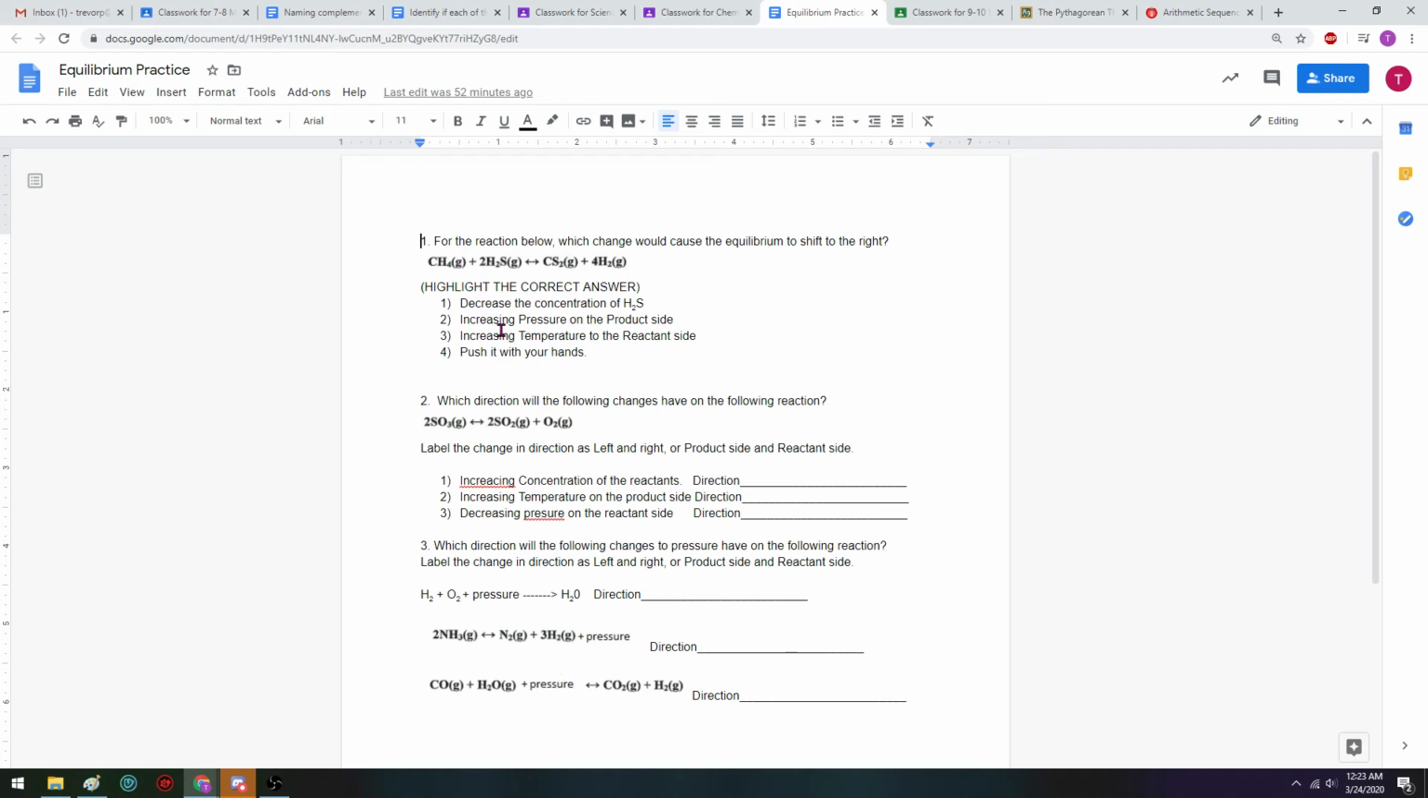If we increase the temperature to the reactant side, if we add temperature on this side, we know that it's going to increase so that it pushes to the other side. So we're starting off on the left side, it's going to want to push to the right. So we know that this answer is our correct one. You can highlight that just like that, and I understand that's the correct answer you're looking for.